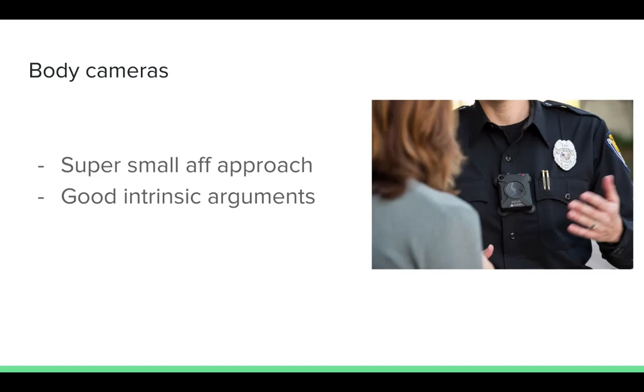So for body cameras, there are lots of strong arguments specific to body cameras that no other offense can get, which means that the con side can't say status quo solves, which is really good. Things like corruption, things like racism are uniquely tied to body cameras. Okay, can we go to the next slide?